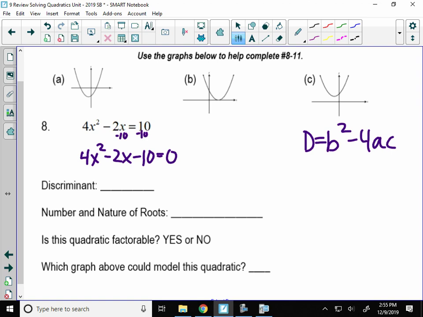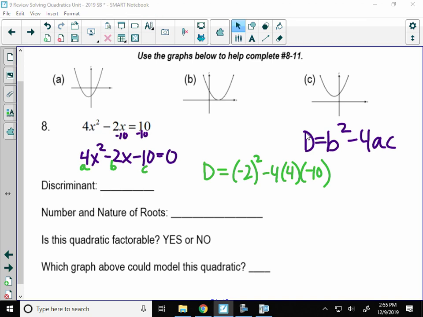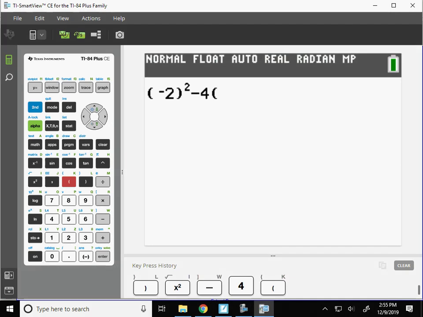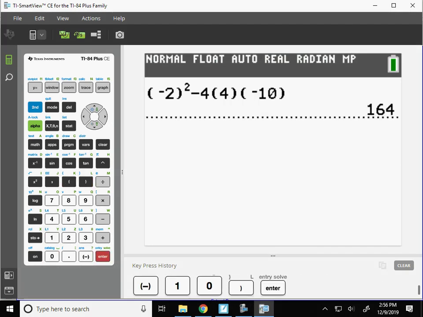So what I have to do, my a, b, c are just like the quadratic formula. So I'm going to find my discriminant is b squared, so negative 2 squared, minus 4ac. And we're going to type that into our calculator to get the value. A here is 4, and c is negative 10. And I get a discriminant of 164.